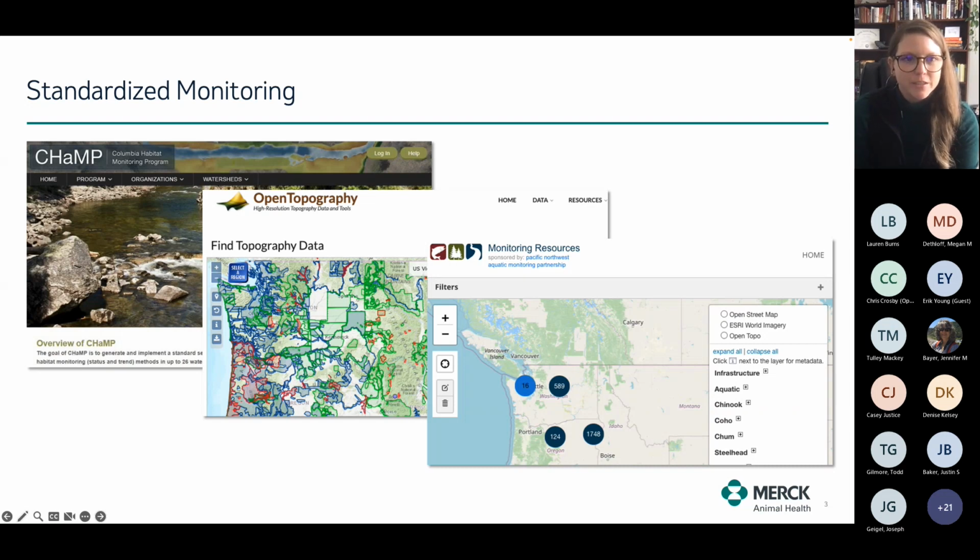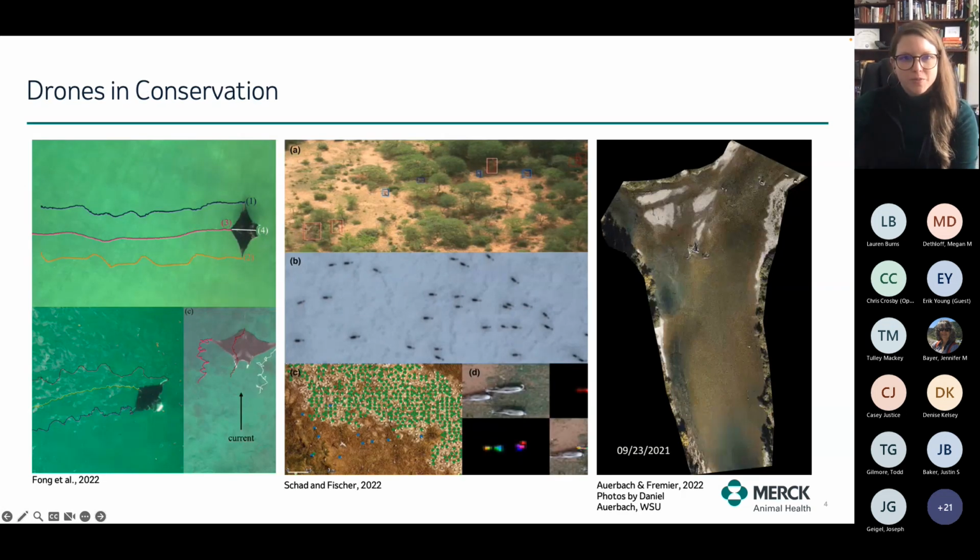Again, I'm really excited to hear Chris talk about OpenTopo and then even the tools that are available through PNAMP itself. So obviously there's a lot of people thinking about how do we leverage all of the information that we have for this resource, and we're just one other iteration of that and trying to centralize really specifically drone imagery in this case.